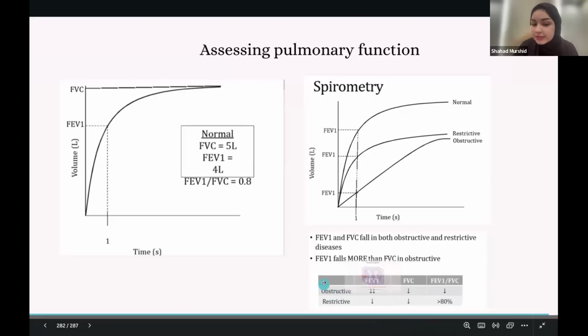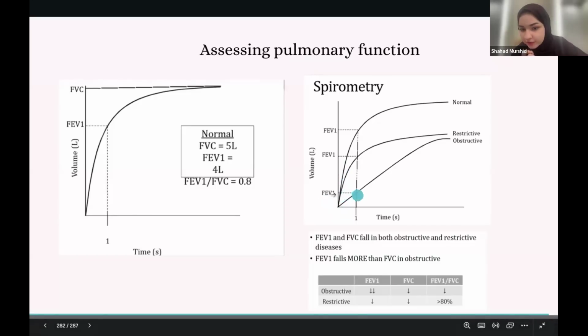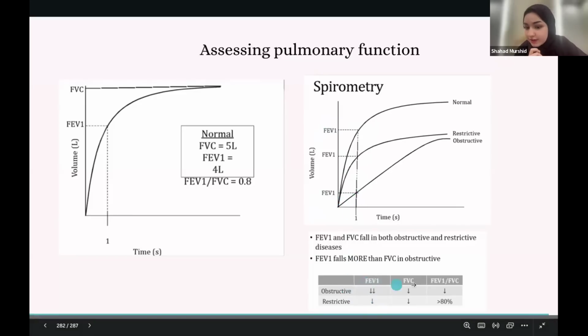However, in an obstructive disease, the problem itself is with exhaling. So you still have the same amount of air in your lungs, and you don't have a problem exhaling it at all. You just need more time exhaling it, and you have a harder time exhaling in the first second. So in the first second, you're going to exhale much, much less. You can see the FEV1 is so low in the obstructive compared to even the restrictive or the normal, I mean. So in obstructive, the FEV1 is decreased much more than the FVC.